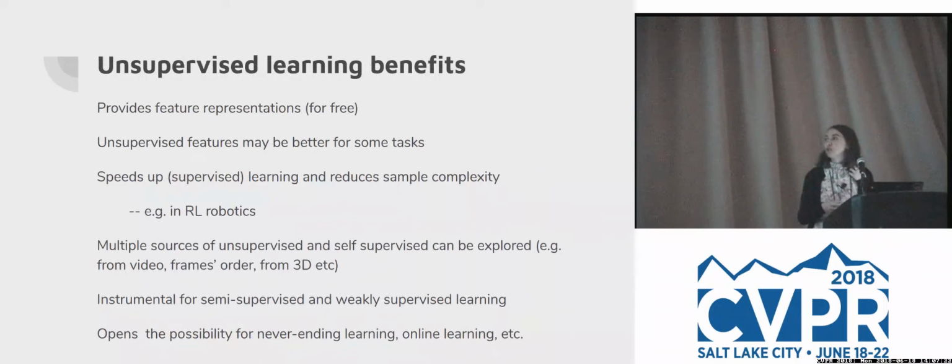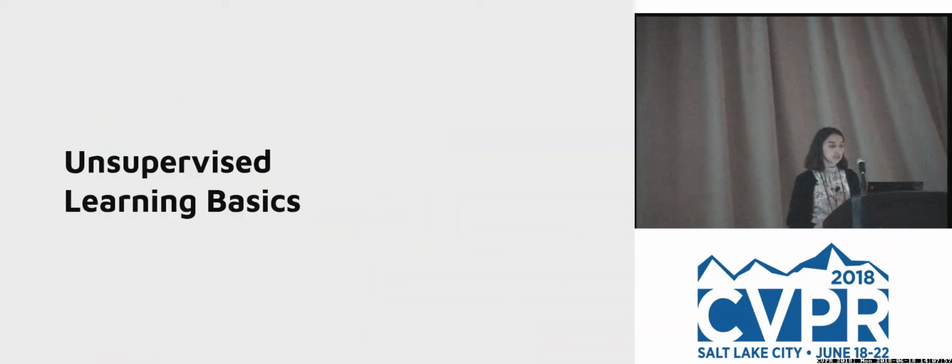And so some benefits we already discussed: unsupervised learning provides neighbors for free. It may provide better features for some tasks, as we'll see in the tutorial. It may speed up tasks, such as in reinforcement learning for robotics, which we can also demonstrate. We are trying to look at different sources of supervision, and self-supervised or unsupervised learning can help further with weakly and semi-supervised learning, as well as open the possibility for learning on the fly and learning on the web.